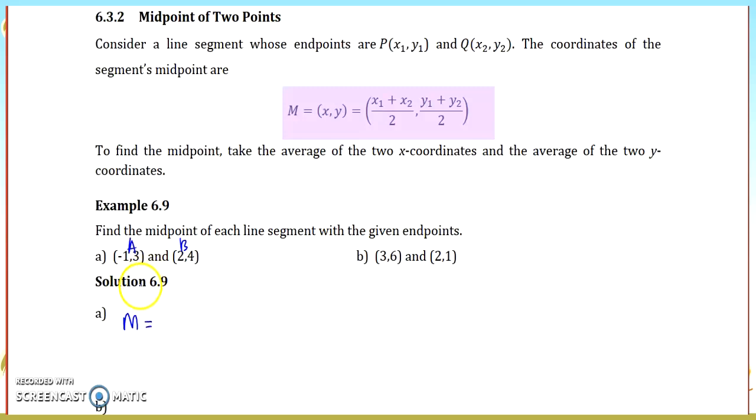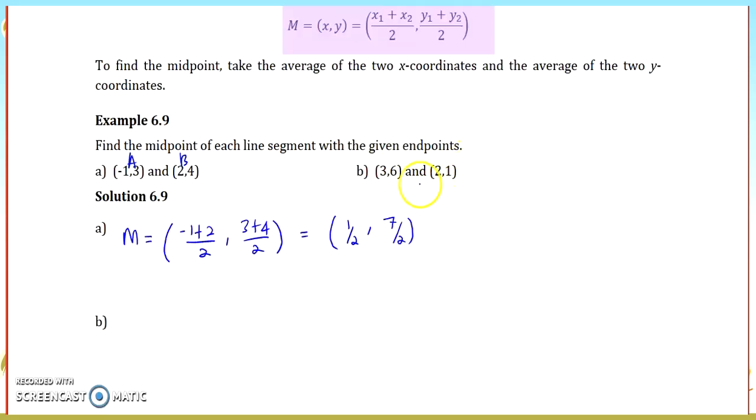So the midpoint of a line from point A to point B has coordinates (-1 + 2)/2 and (3 + 4)/2. Therefore, we get the coordinate 1/2 and 7/2. This is the coordinate of the midpoint of the line that passes through point A.